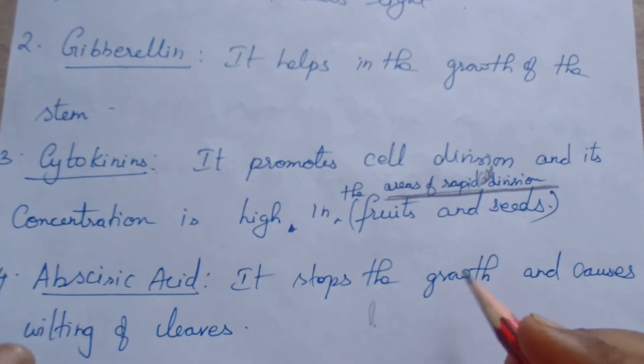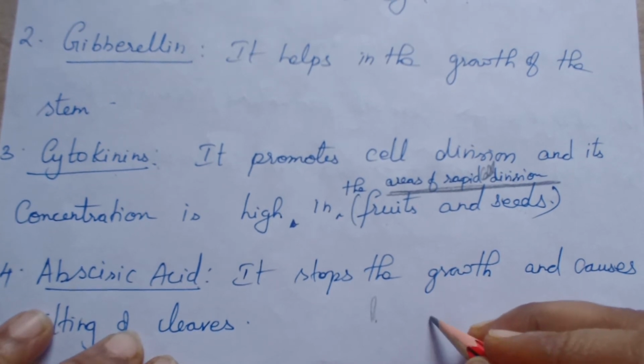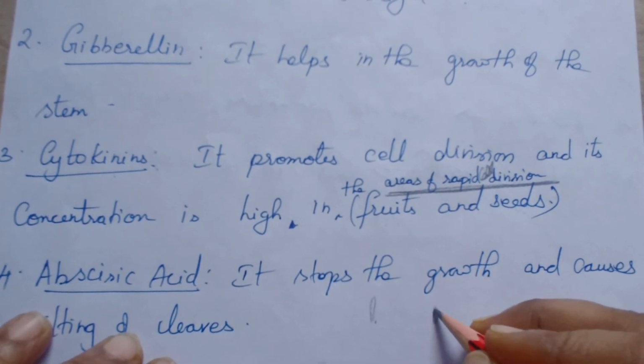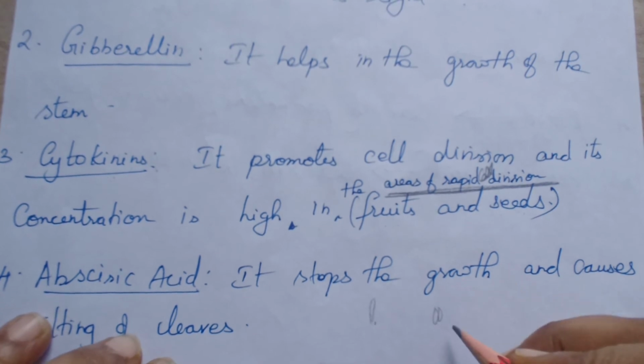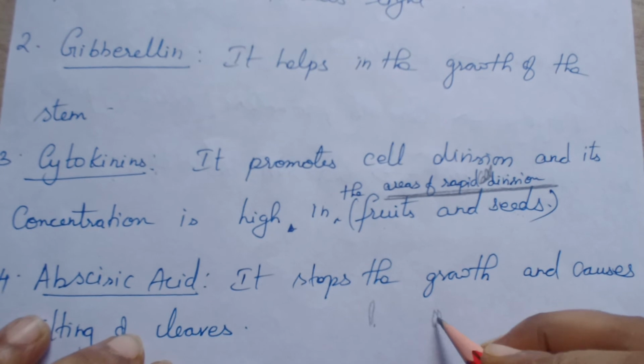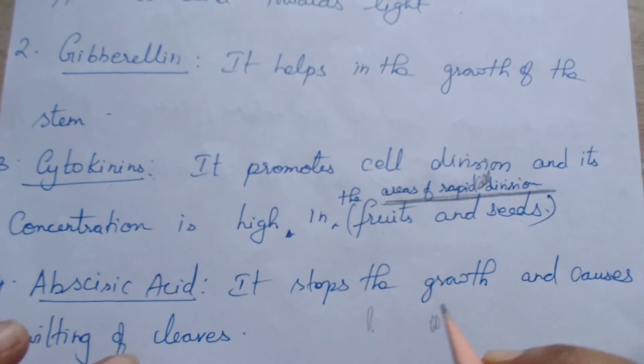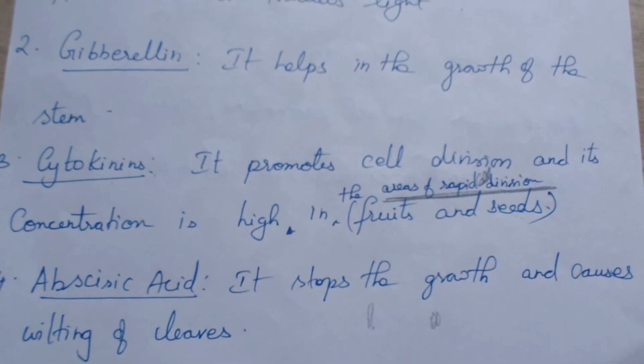Okay. And also in desert plants, to prevent the loss of water, the stomata have to be closed, right? They should not be open, right? So the abscisic acid will be concentrated in the stomata so that they remain always closed, to prevent the loss of much water.